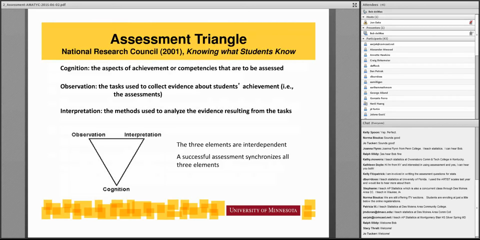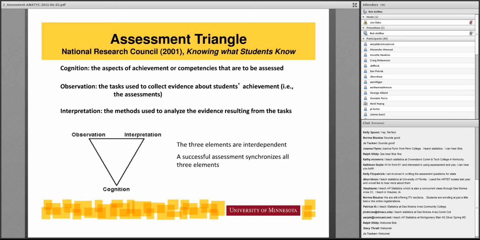This is some graphic and some information from a book that I found very helpful, called Knowing What Students Know. It was produced by the National Research Council. And one of the things they point out is that in considering the development of an assessment, and that can be a national standardized type of assessment or an assessment in your classroom for your course in a particular term, that there's three key things to focus on that they label as cognition, observation, and interpretation. And they're laid out there on the slide for you to see.